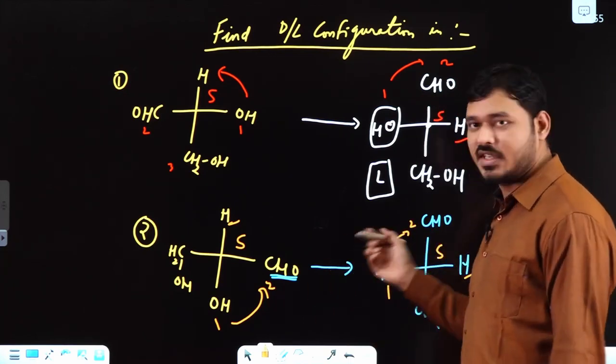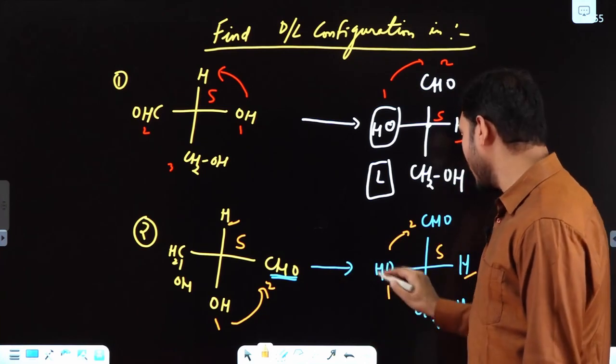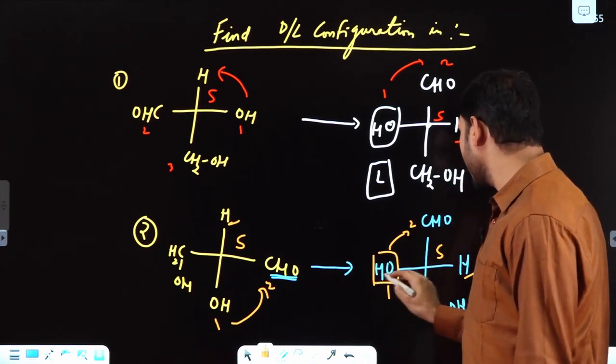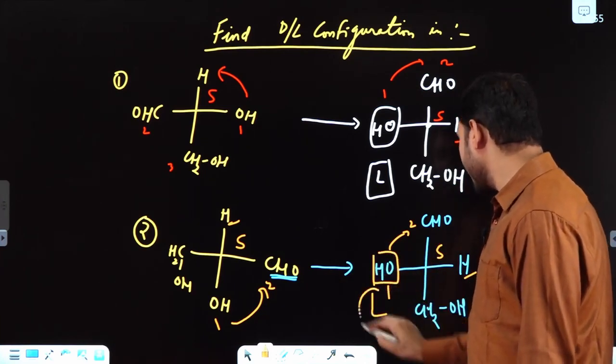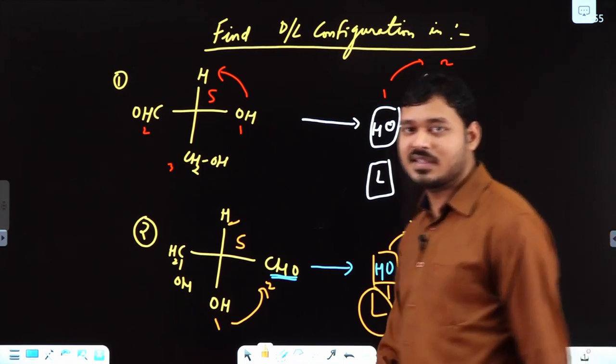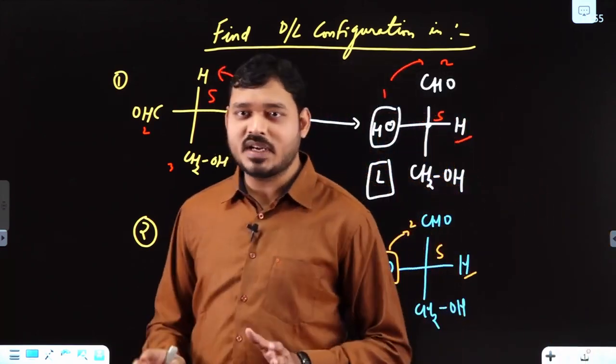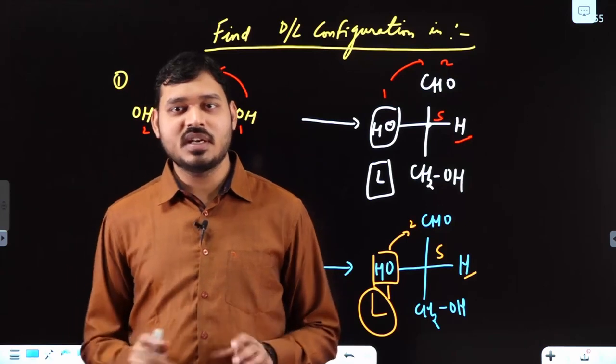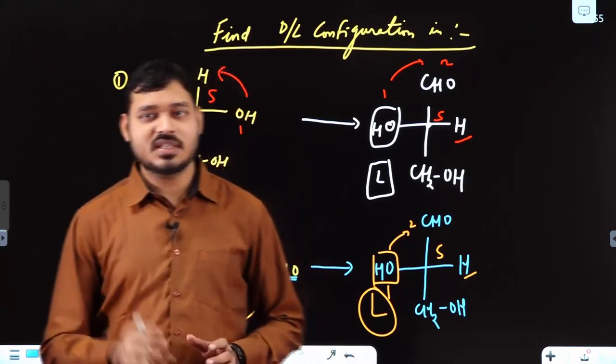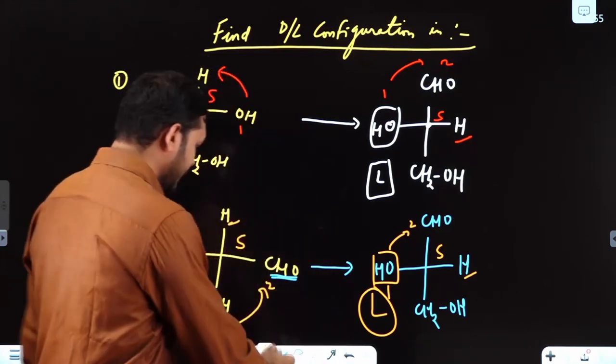So this even interchange is possible, as I told you earlier also. So this OH is on the left side, so it is having L configuration. Okay friends, so all of you must have completed and understood 100% about this part. Okay, so let's study further topics.